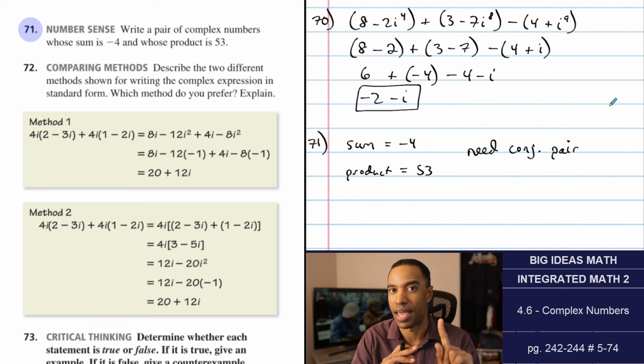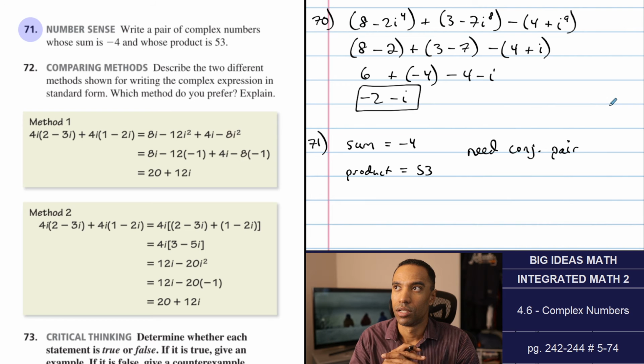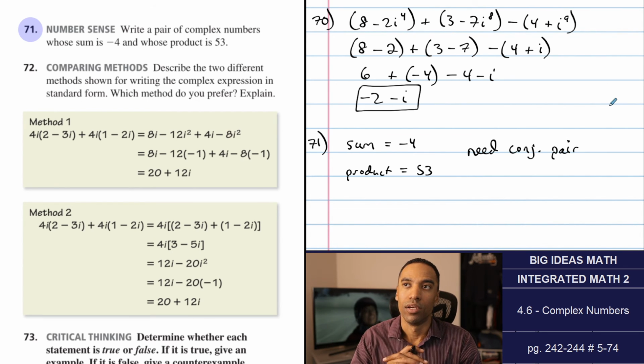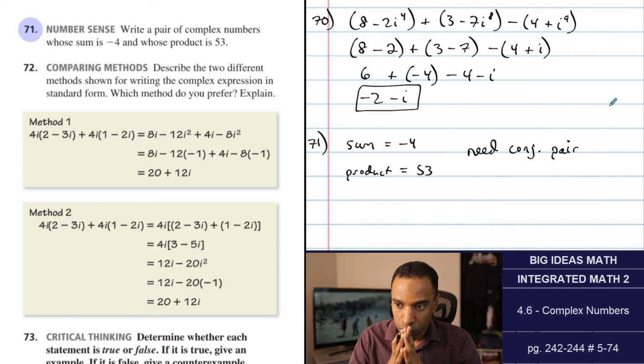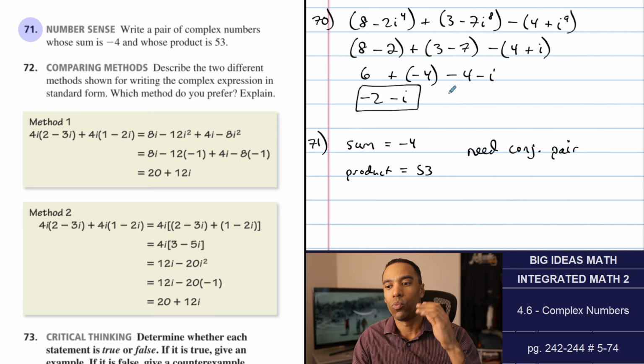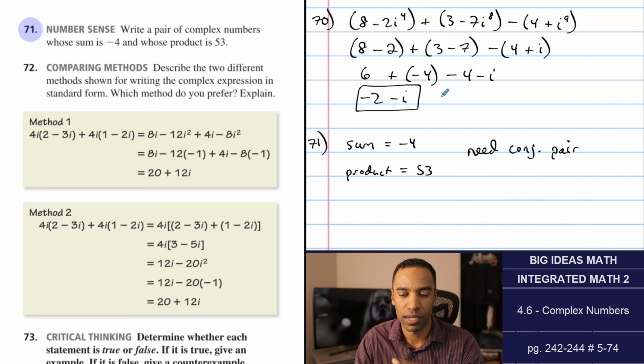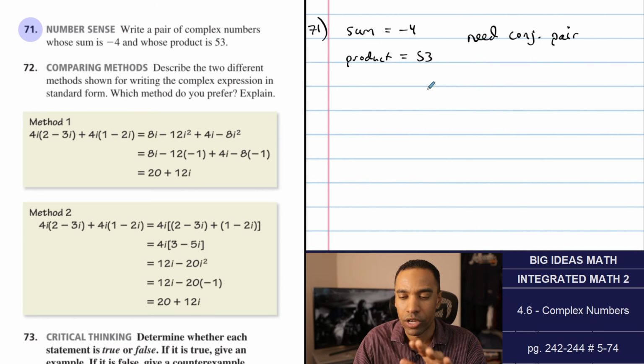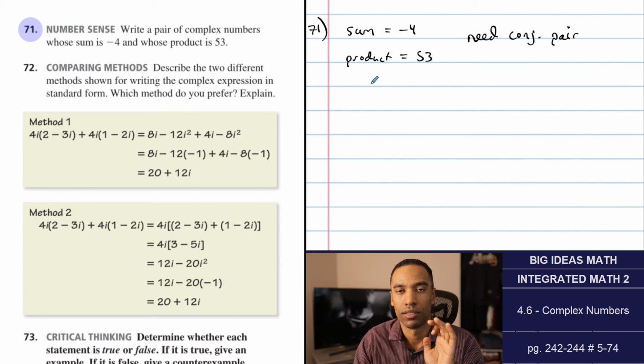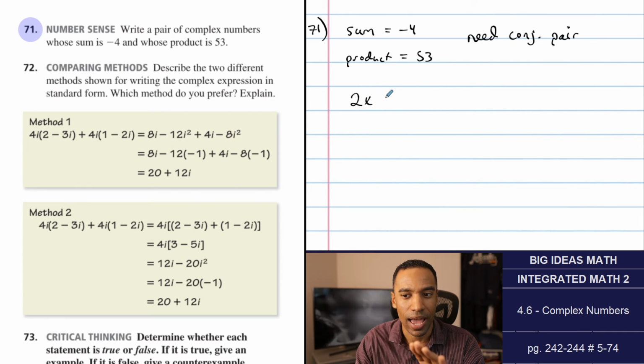Oh, we do want a sum of negative 4, though, as well. I didn't come up with an answer for that. Let's see. Okay. Then I do have one here. Okay, so you need a conjugate pair. The real number needs to basically be doubled up on this. So a conjugate pair means with the sum being negative 4, we need the real part to be, right, if I double x, this is perfect.